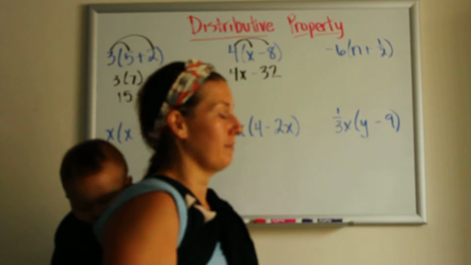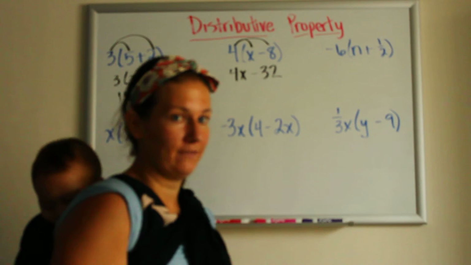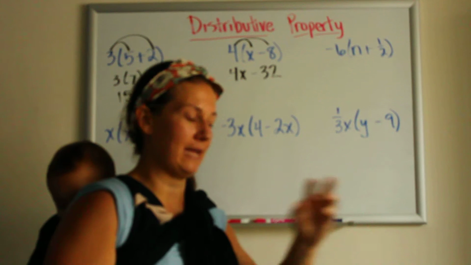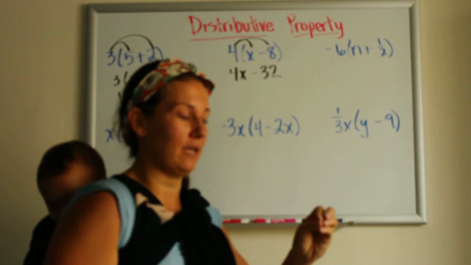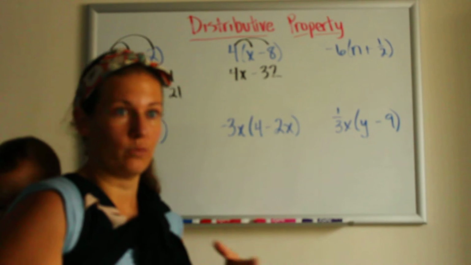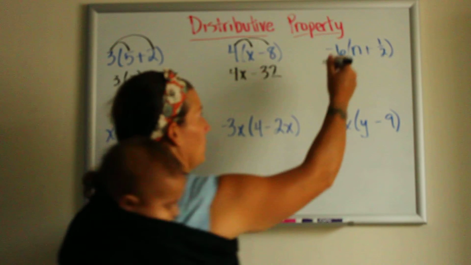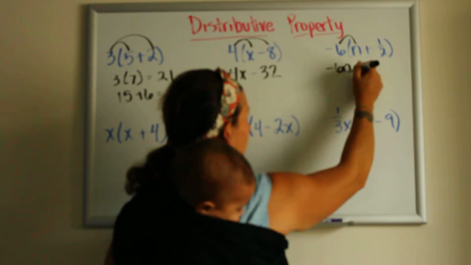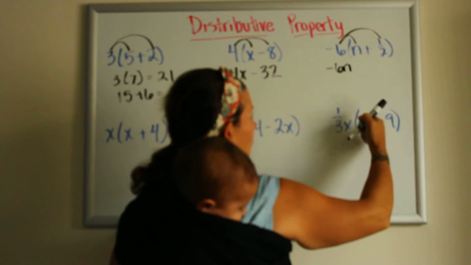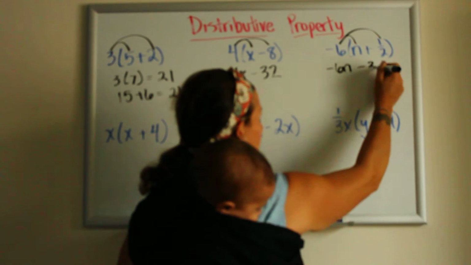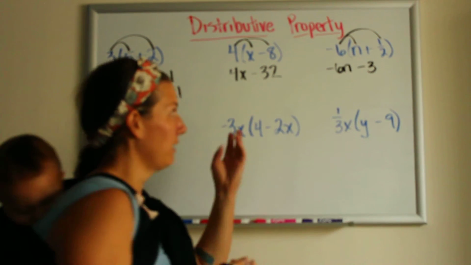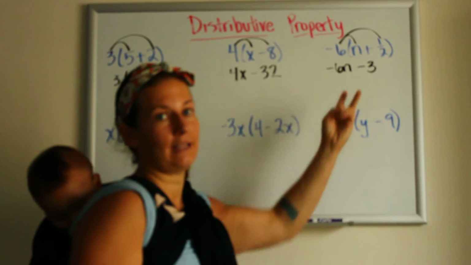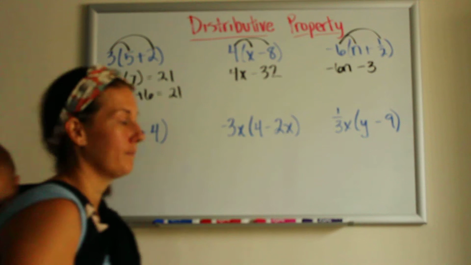Let's look at this example. Here we're going to distribute the negative 6. So this time I want to be really cautious about bringing that negative with the values and applying those rules when you multiply by a negative number. So negative 6 times n will be negative 6n, and negative 6 times 1/2 will be negative 3. So there again, I'm in simplest form. I can't go any further because these are not like terms, so that's where I stop.